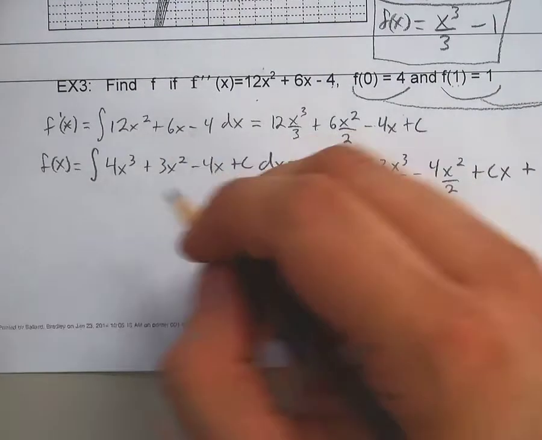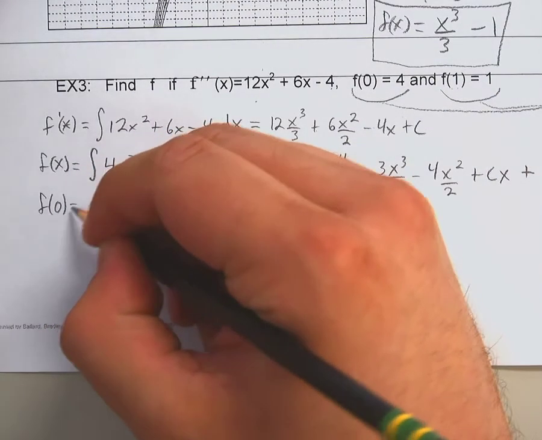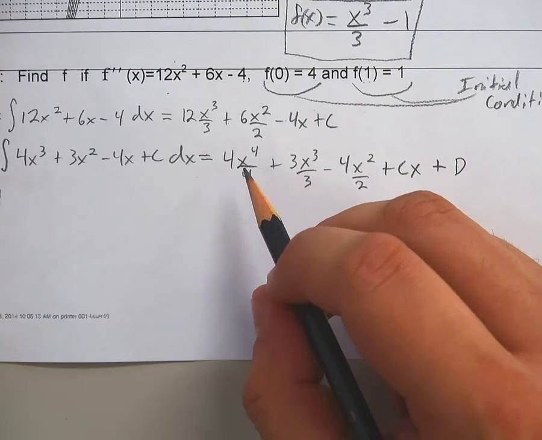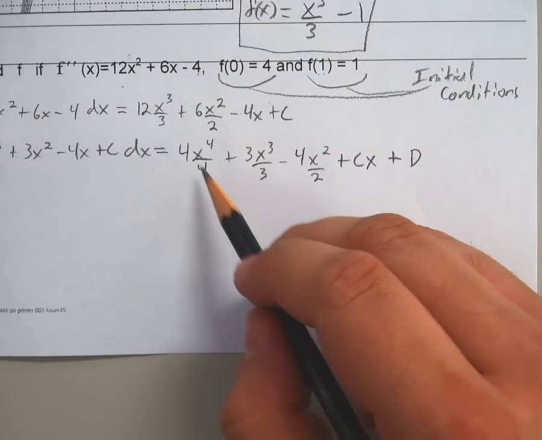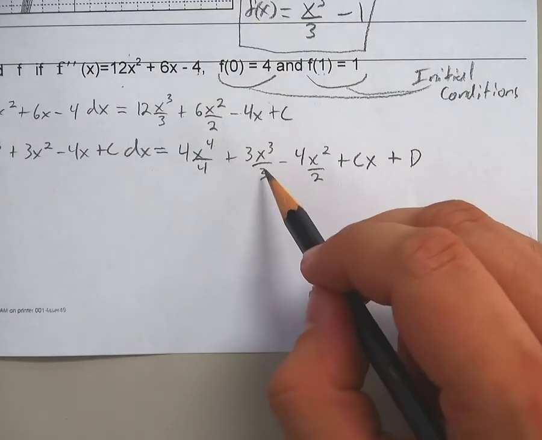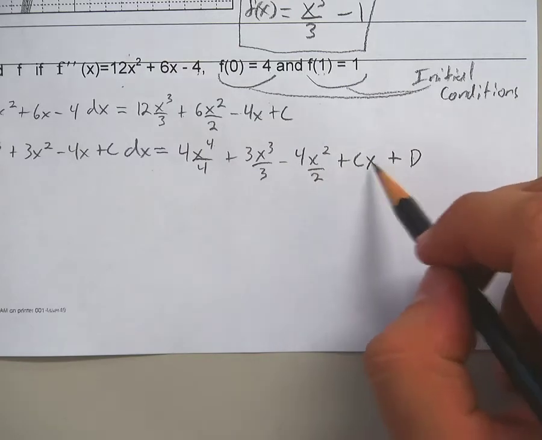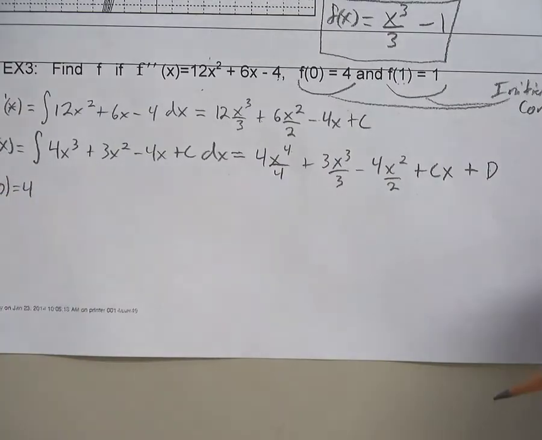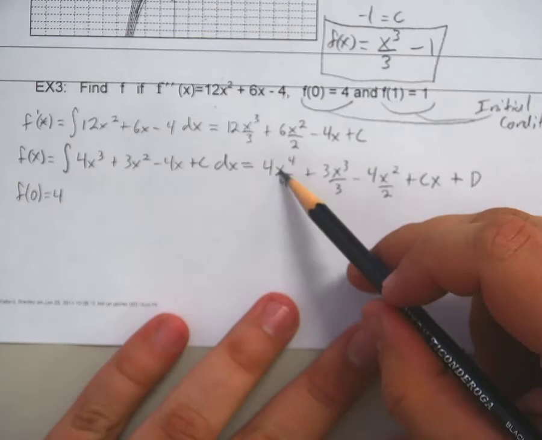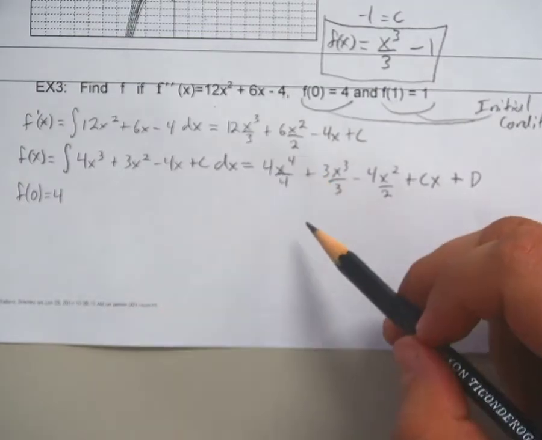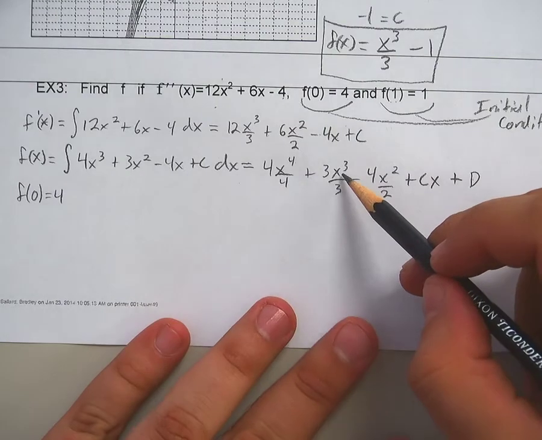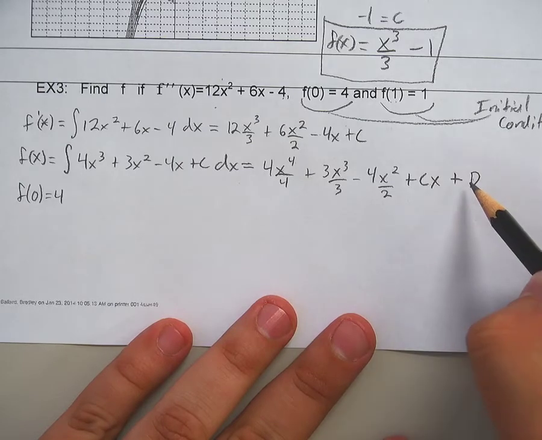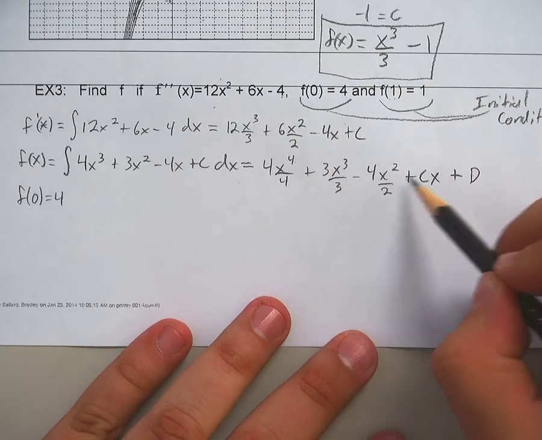Let me bring this down here. Let me think this through. f of 0 is 4. So that means if I plug a 0 in here, we can simplify this, right? It's just x to the fourth, x cubed, 2x squared, cx and d. But if I put this 0 in for all of these x's, what's going to happen? I'll get 0 plus 0 minus 0 plus 0 plus d.